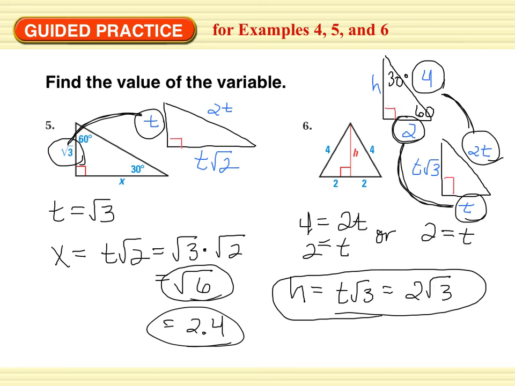Okay, there you go. With number 6 right here, you have to realize that this is an equilateral triangle because you have 4, 4, and 4. And equilateral triangles are also equiangular. So if all the sides are equal, that means all the angles are equal, and all of the angles are 60 degrees. So this angle right here is 60, but it bisects into 30 and 30.